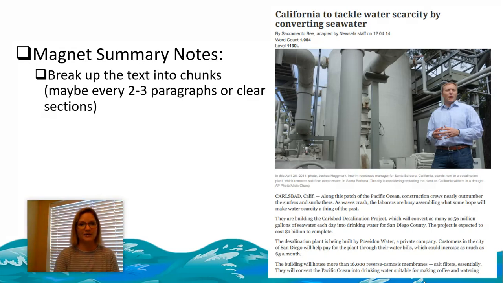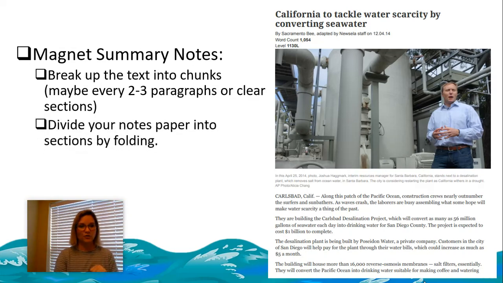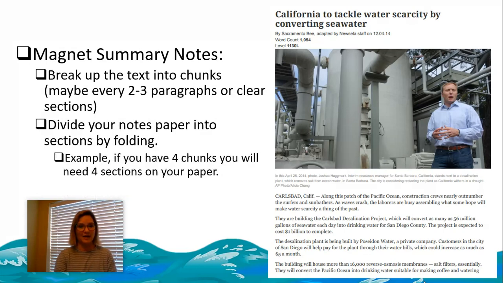So I highly recommend that if you are reading a nonfiction text, and this is a strategy only for nonfiction, if it's broken down into subheadings, use the subheadings for the chunks. If it's not broken down into subheadings, every 2 or 3 paragraphs, draw that line, create those chunks. Then on your note sheet of paper, you're going to break it into the same amount of chunks that you had in the text. For example, if I had 4 chunks in the text, I'm going to have 4 sections on my paper.